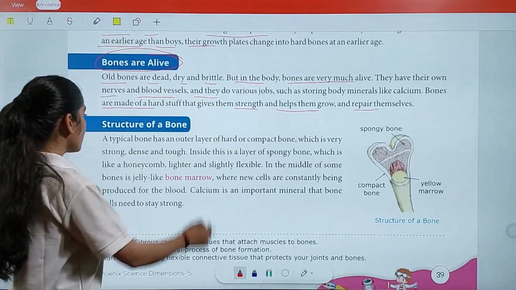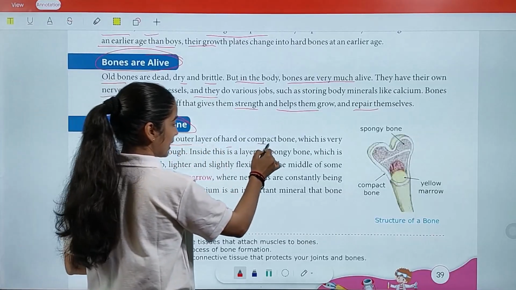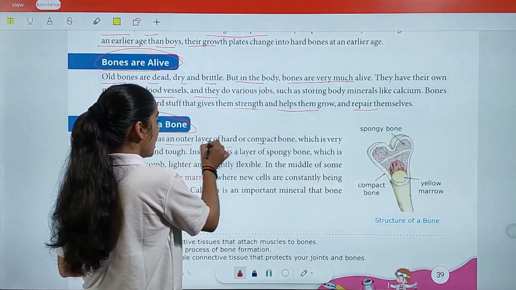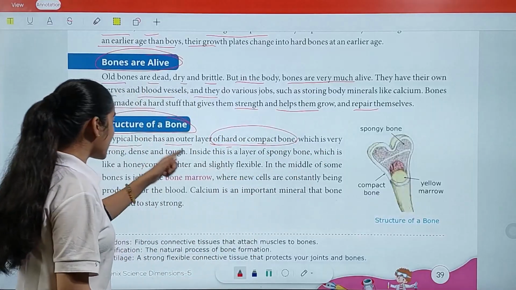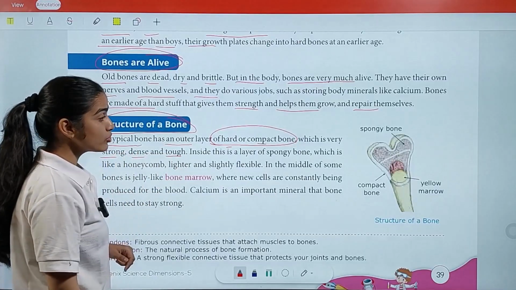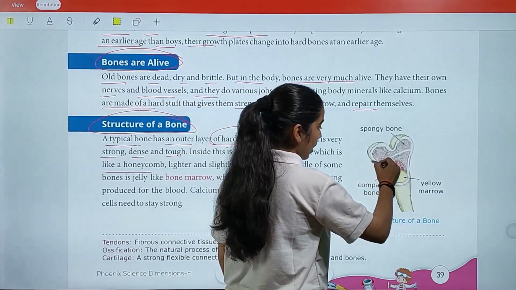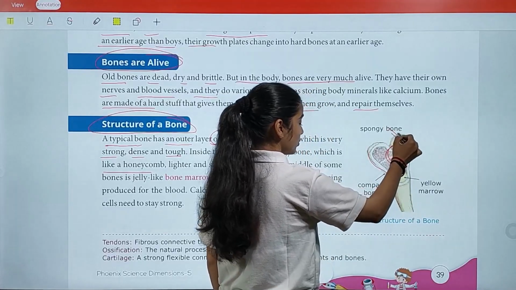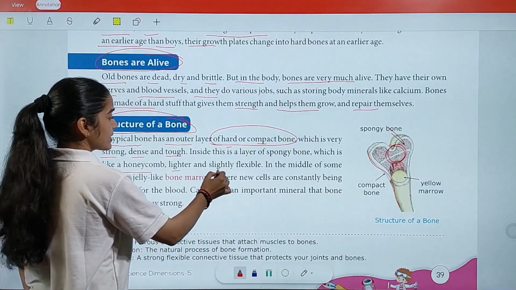Okay. Now we are going to learn about the structure of a bone. A typical bone has an outer layer of hard or compact bone. So this is the typical structure of your bone, in which first of all we have a hard layer of compact bone, which is very strong, dense and tough. Inside this is a layer of spongy bone, which is like a honeycomb. So this is your compact bone, outside of your bone, right? This is inside your bone, which we call spongy bone, which is like a honeycomb, lighter and slightly flexible.